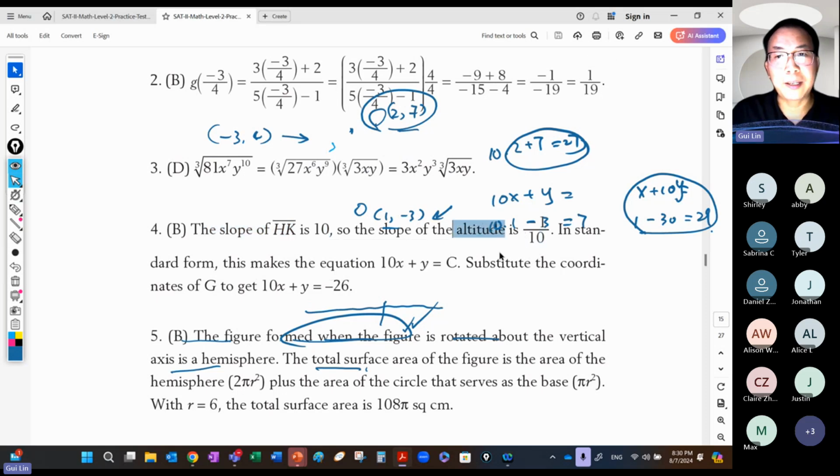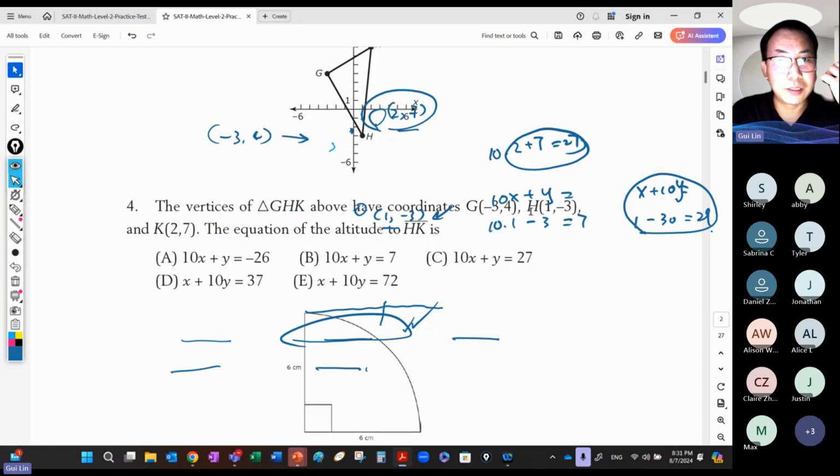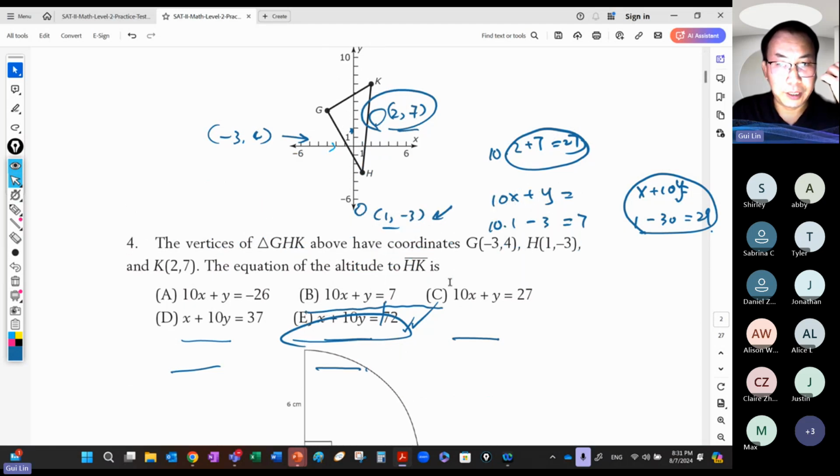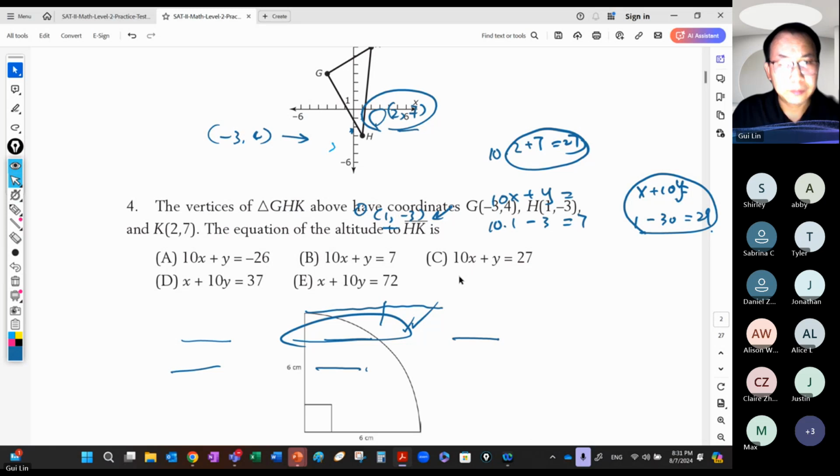So the altitude, oh, okay. It means it is perpendicular to HK. So the slope will be negative 1/10. I made a mistake here. Altitude means the one perpendicular to HK. Yes, it's perpendicular to HK. So actually, the answer would be the equation of the altitude to HK.